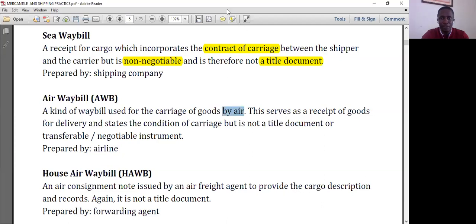Get me right there. Airway bill is used for the carriage of goods by air. So this is basically used in air freight. It serves as a receipt. So these are its functions, you can be asked: a receipt of goods received for delivery, and it also states the conditions of carriage. But remember this, it is not a document of title, which means it is not transferable. You cannot transfer it to another party. Okay. In short, it's a non-negotiable instrument. So these are key things which you need to understand.